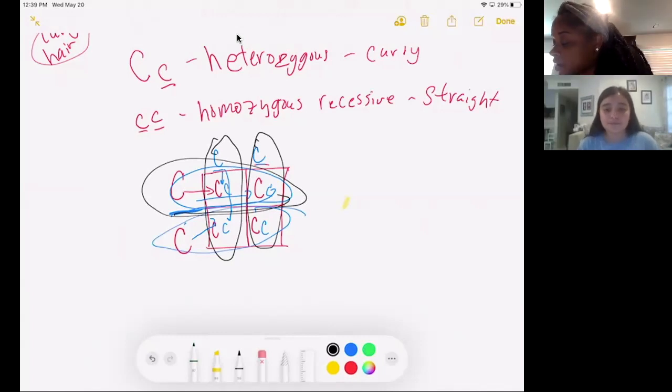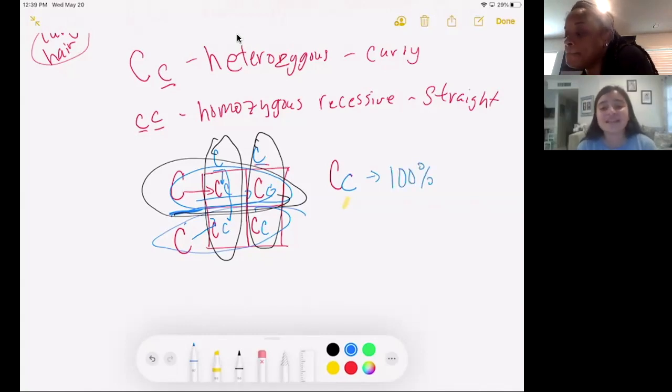So then let's just take out everything that we just found. We said mom is capital C, dad is lowercase c, and we have that same thing four times, right? Yes. So the probability that this baby will have curly hair is what? It's 50%. 100%. Oh, yes, because of the dominant, yes.